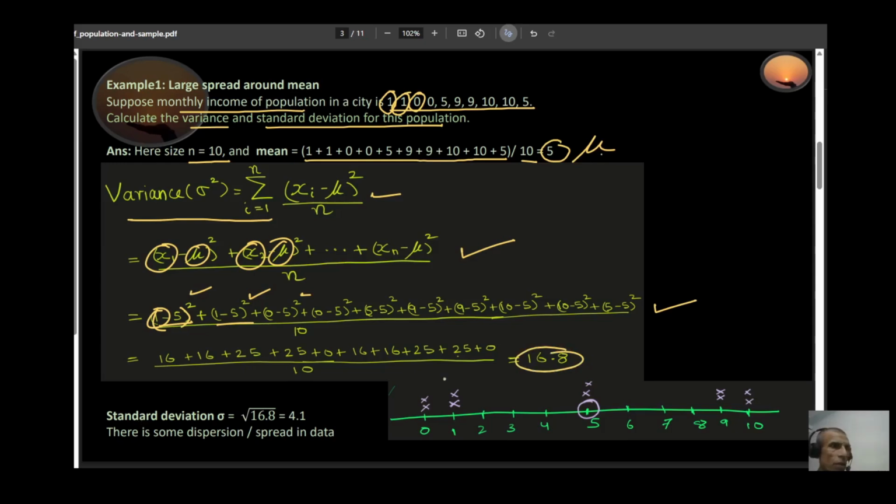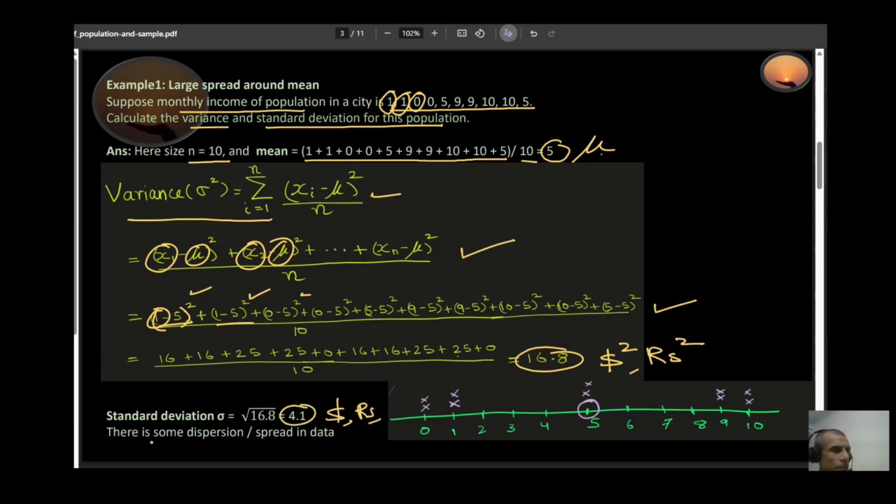So this one, let's say if your unit in this case is monthly income, it could be dollar. So this is going to be dollar square. If it is rupees, it's going to be rupees square. So whatever currency you're using is going to be square of that currency. So the standard deviation in this case is going to be the square root of that number, and the answer is 4.1 dollar if you're using dollar, or rupees if you're using rupees, or some other unit.